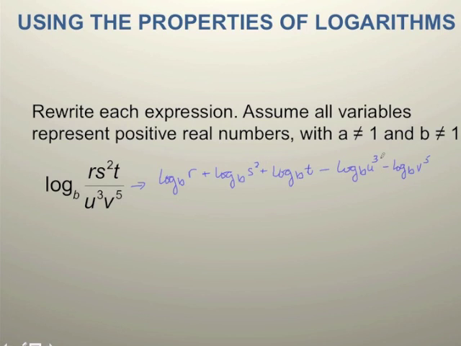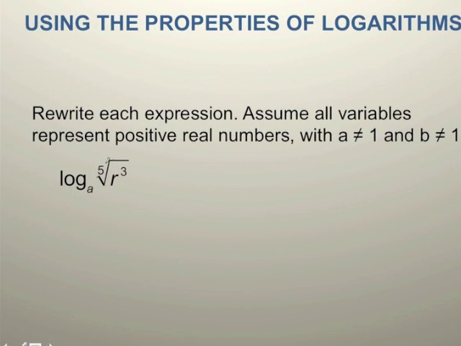Now we're going to bring these exponents out. So this leads to log base b of r plus 2 times log base b of s plus log base b of t minus 3 times log base b of u minus 5 times log base b of v.